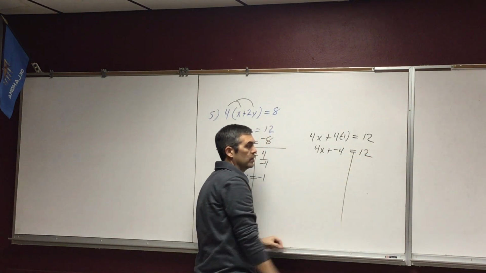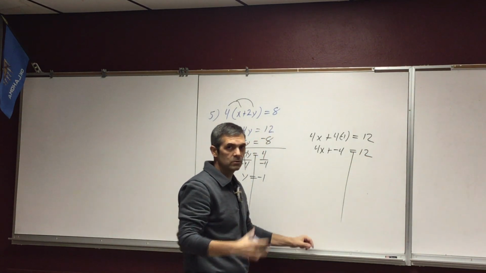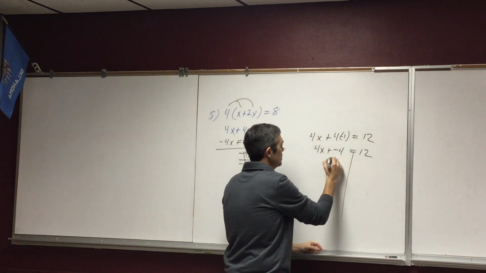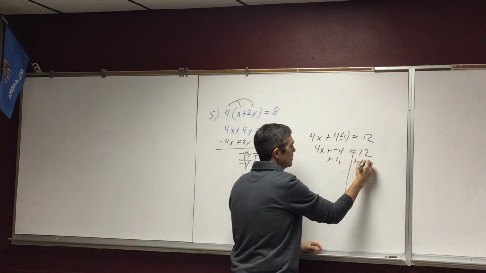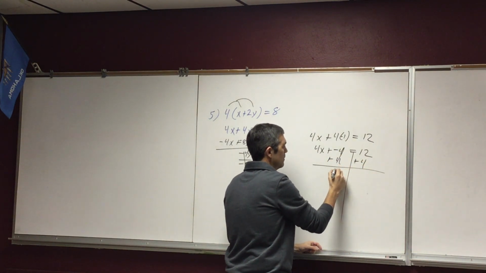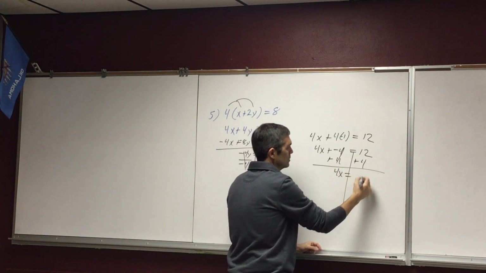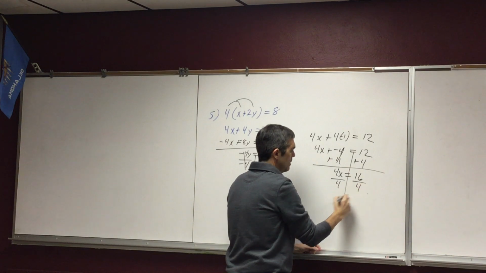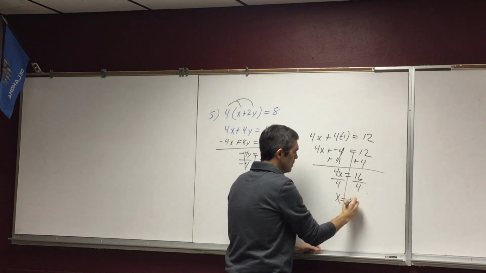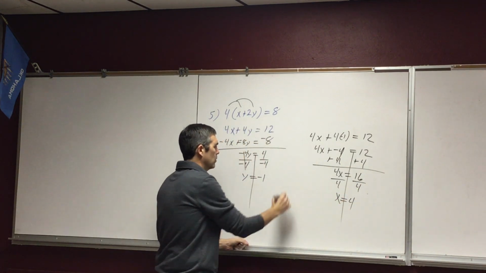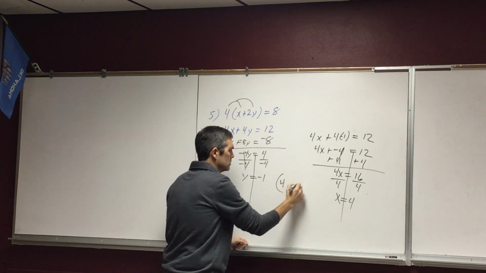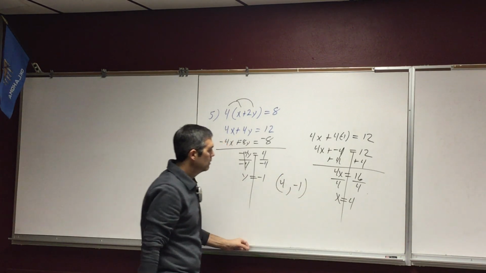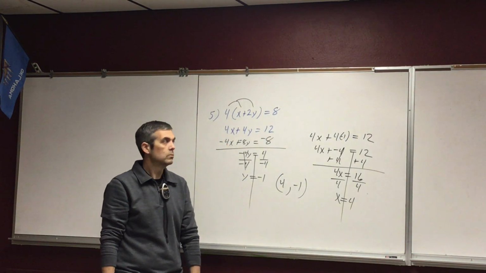Now start moving things over, right? Simplify both sides first before you start moving things over. So add 4 to both sides. Cancels out. 4x equals 16. Divide by 4, divide by 4. x equals 4. And you have your ordered pair where these two things intersect and are true.